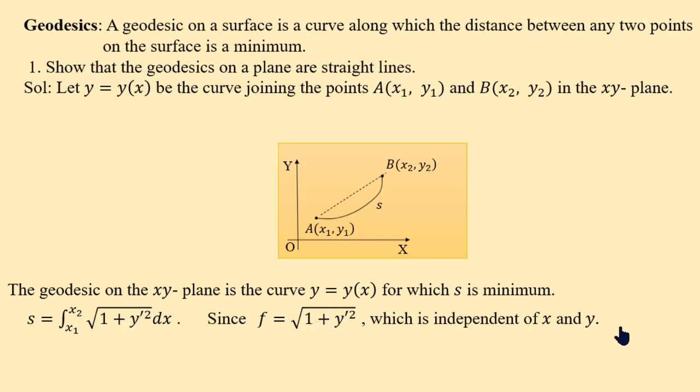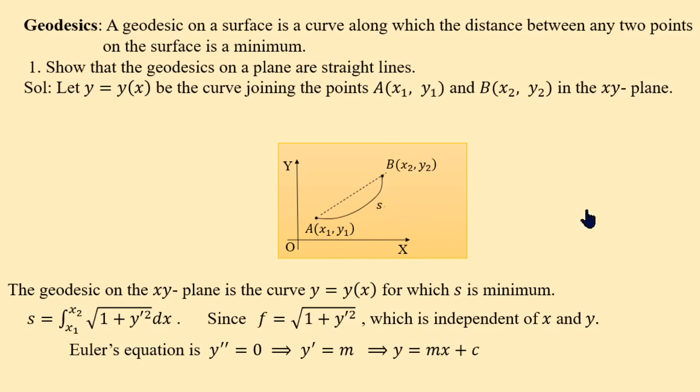F is independent of x and y, and hence the Euler equation becomes y double dash is 0. Integrating, y dash is m, and integrating again, y equal to mx plus c. So this is a straight line. This is the required geodesic on the plane. Okay. One more example.